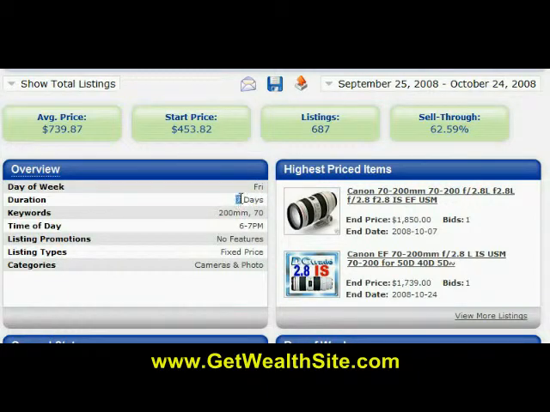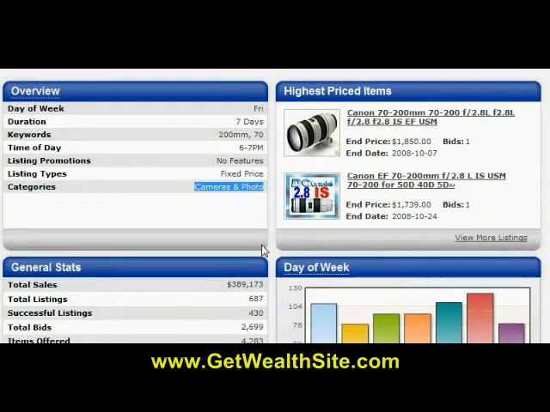It tells you the best time frame, which is 7 days. It tells you the best keywords to use. It tells you the best time of day to end your auction. It tells you for listing promotions, you don't have to use any features. For listing types, you would be okay using a fixed price. And then it tells you in categories where to list. And this is just overall what people are doing. So this is the best place to start, is see what other people are doing.